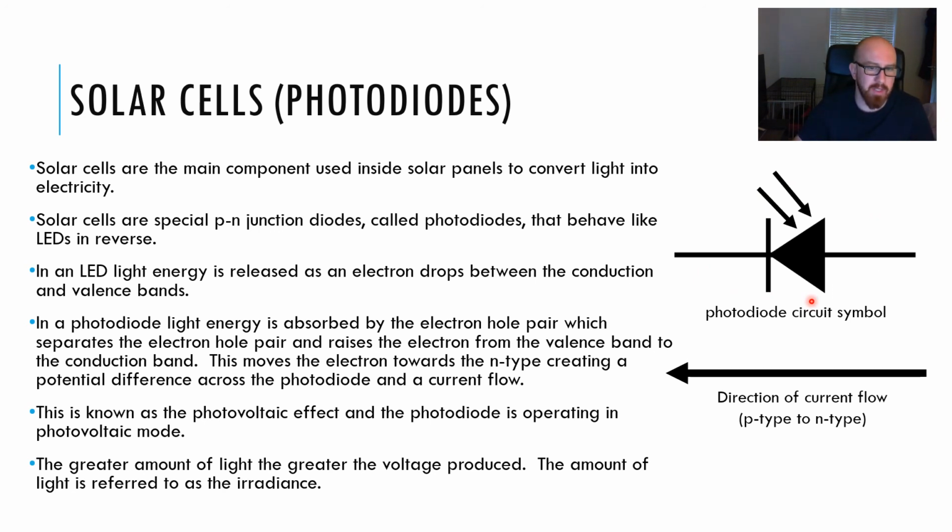The greater the amount of light, the greater the voltage produced. So if we put more light in, more light energy, we get more potential difference or greater current. And this amount of light is referred to as irradiance. Now we're going to talk about irradiance in more detail next week. It's just to give you that word if you see it in a past paper question. So irradiance is just more light. So if it's increased irradiance, then it's increased light level that we're looking at.